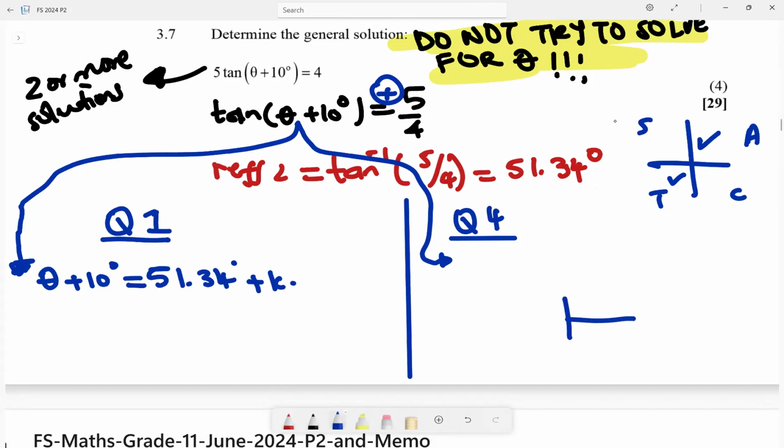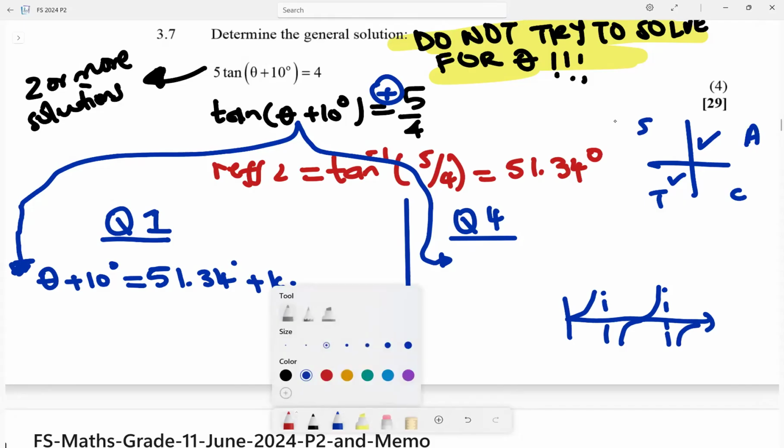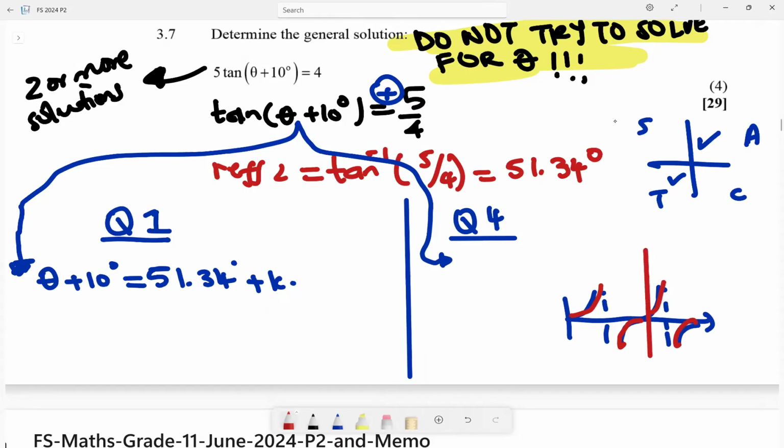When you draw the graph of tan, what is the period of the graph of tan? It is 180, because this is the shape, and after that one it repeats the same thing. Remember, the period is where it completes the full cycle.